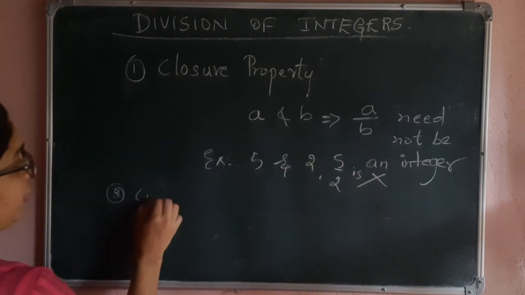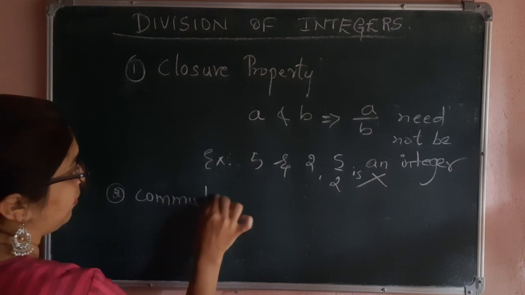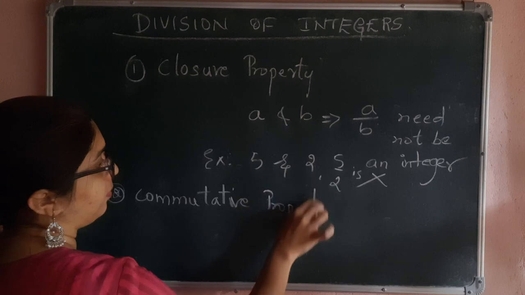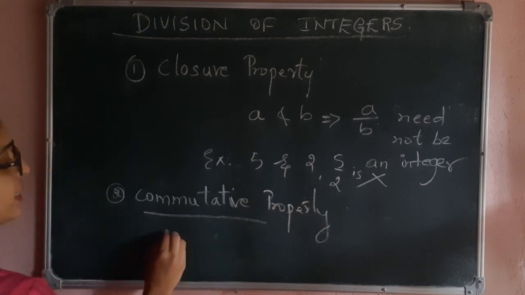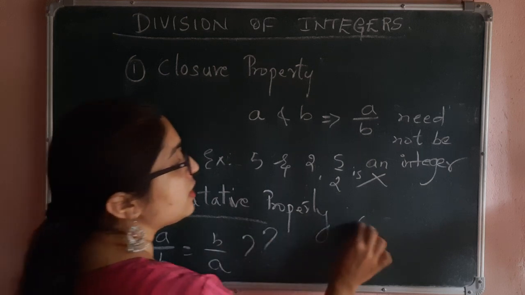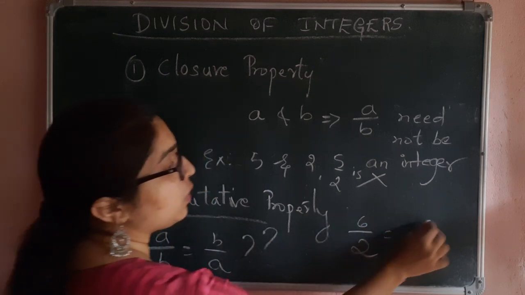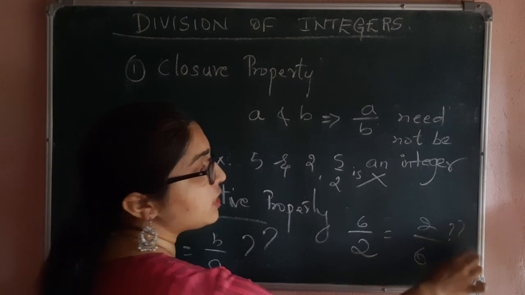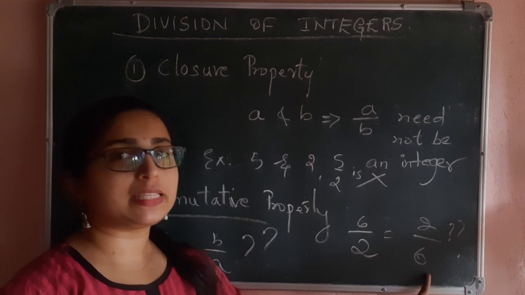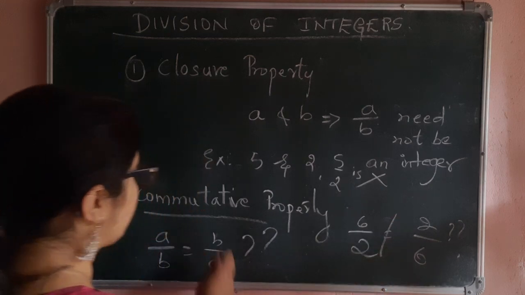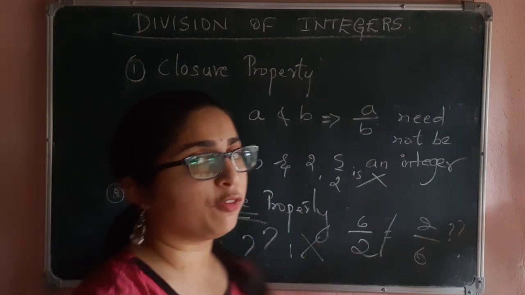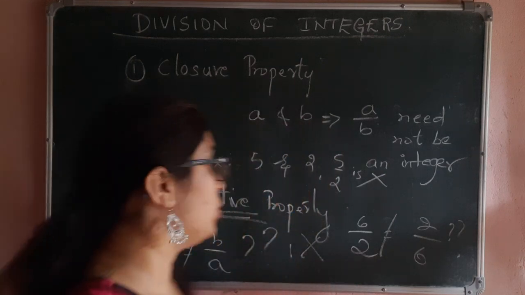Next is the commutative property. Is a by b equal to b by a? So let us check. Is 6 divided by 2 equal to 2 divided by 6? 6 divided by 2 is 3, but 2 divided by 6 is not 3. So that is wrong. So the commutative property does not hold good for the division of integers.